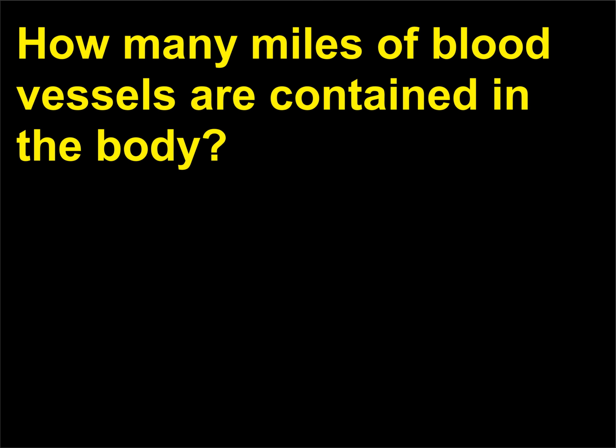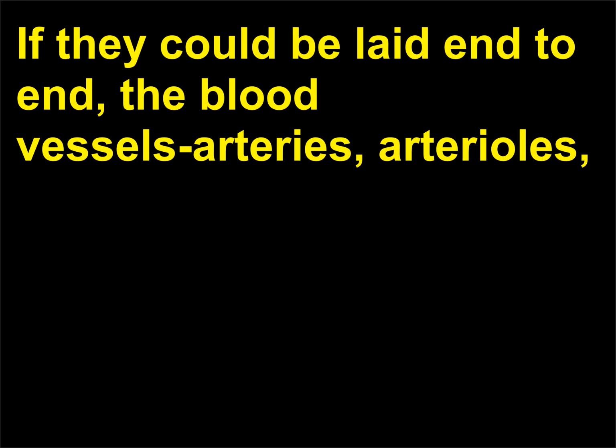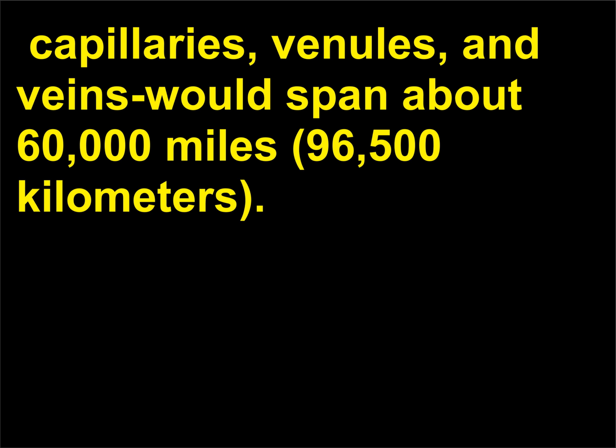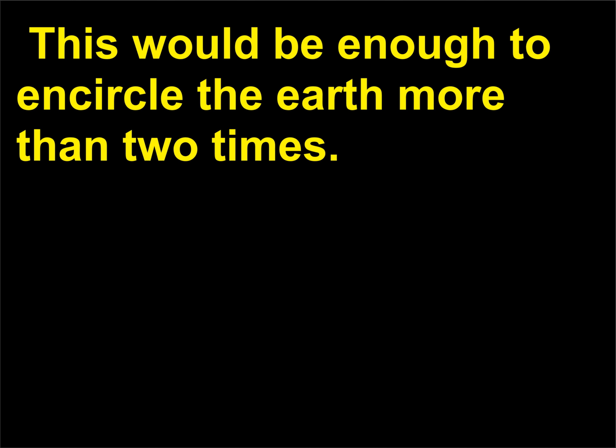How many miles of blood vessels are contained in the body? If they could be laid end to end, the blood vessels, arteries, arterioles, capillaries, venules, and veins would span about 60,000 miles, 96,500 kilometers. This would be enough to encircle the Earth more than 2 times.